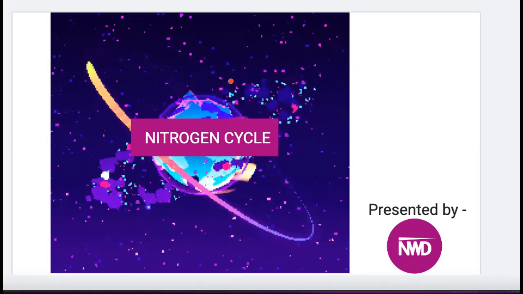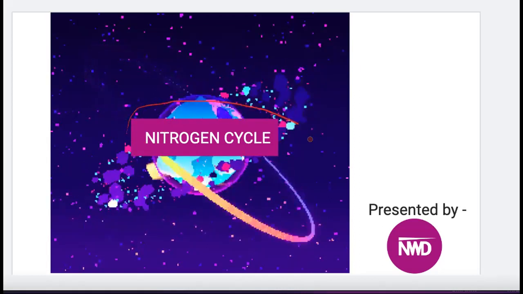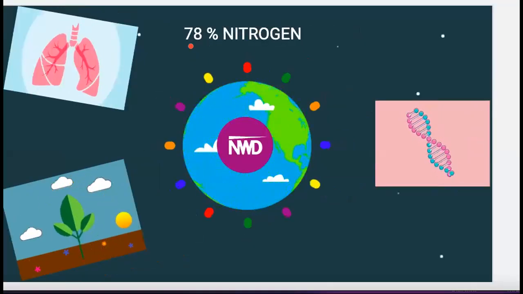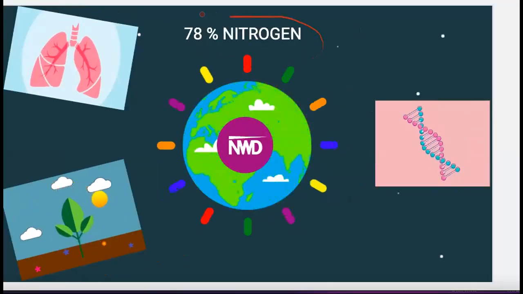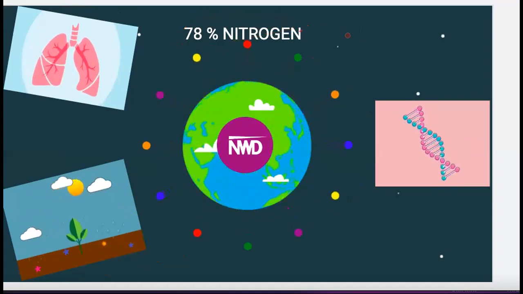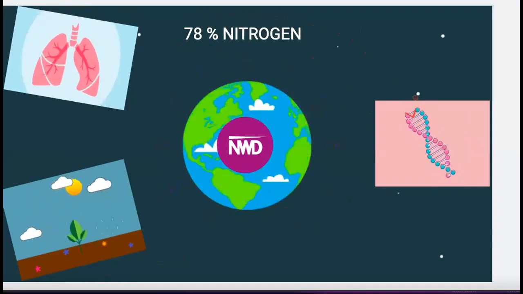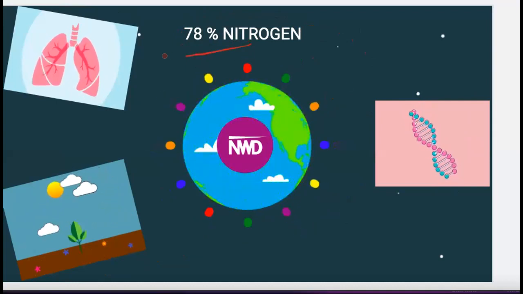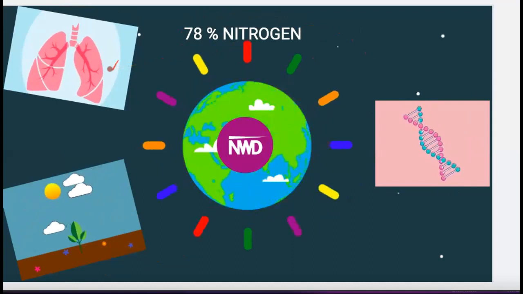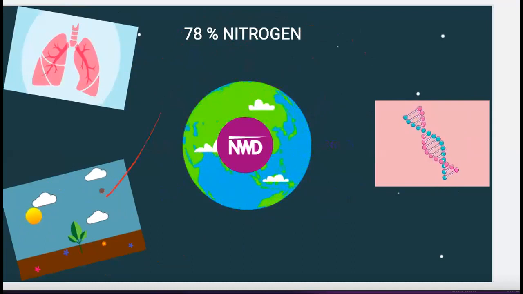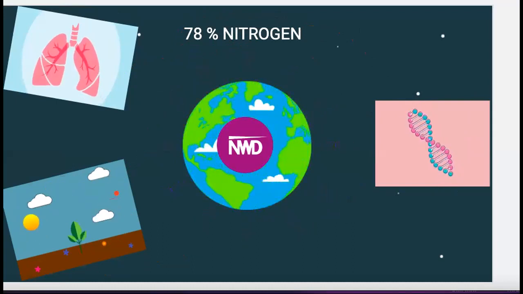In this video, we will be talking about the nitrogen cycle. Our atmosphere is made up of 78% nitrogen. We need nitrogen for the formation of DNA and proteins in our body. But do you know that we cannot take nitrogen directly like we can take oxygen? Moreover, plants also cannot take nitrogen directly from the atmosphere.